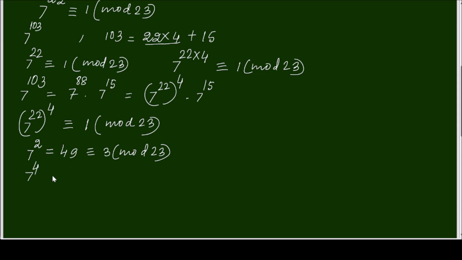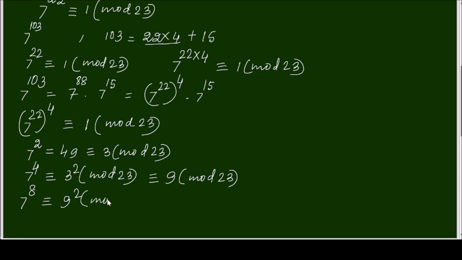Similarly 7 power 4 is congruent to 3 squared modulo 23, or that will be congruent to 9 modulo 23. Then 7 power 8 is again congruent to 9 squared modulo 23. 9 squared is 81. 81 modulo 23 is congruent to, 23 times 3 is 69, so it will be 12 modulo 23.